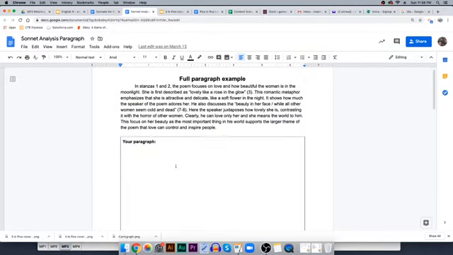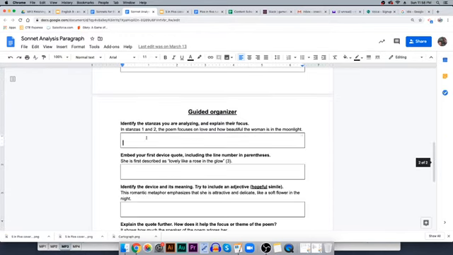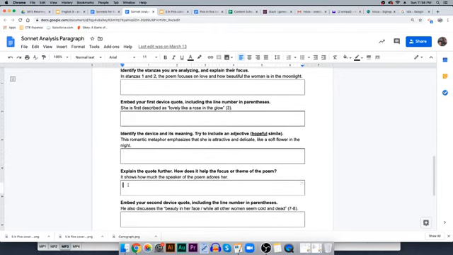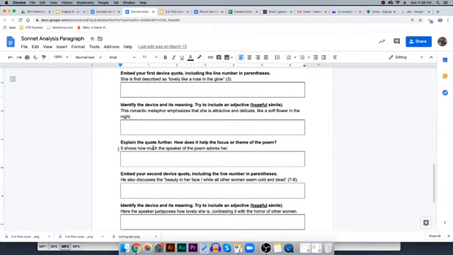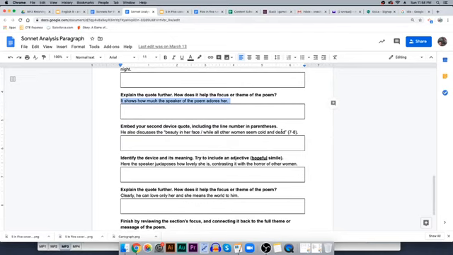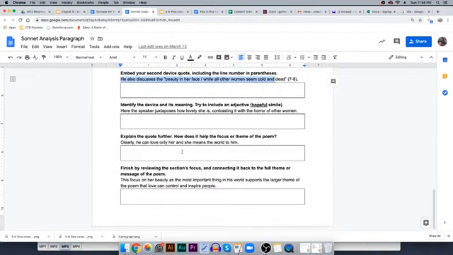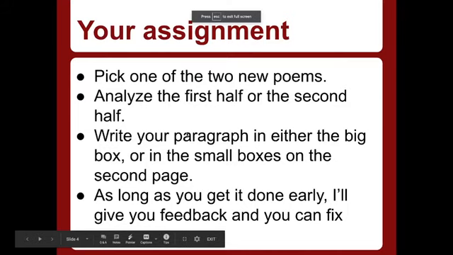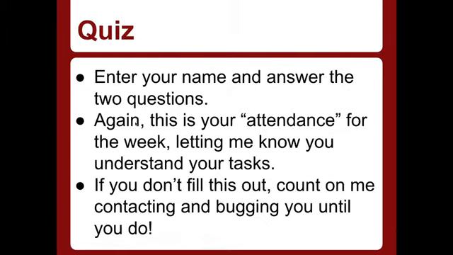You can either just write a paragraph here, you can imitate my sample there, or if you want a little bit more structure, you can literally fill in each sentence one by one. I'll tell you what you have to do and give you a sample of what it should look like. So just follow the directions, and you should be good to go. And if you do this early enough, don't wait until the Friday before marking period 3 ends, I'll give you feedback and you can fix any errors you might have. So if you want to make sure your grade is good, that's the way to do it.